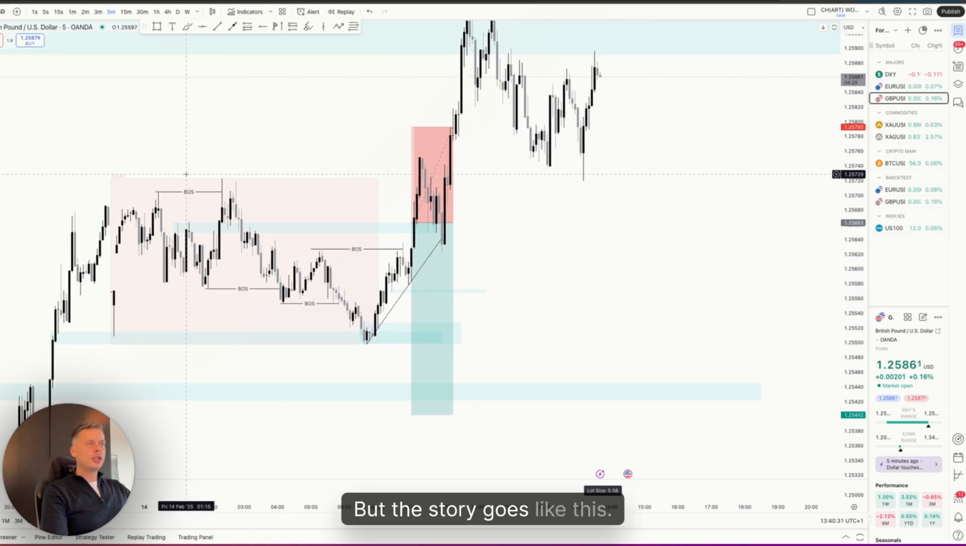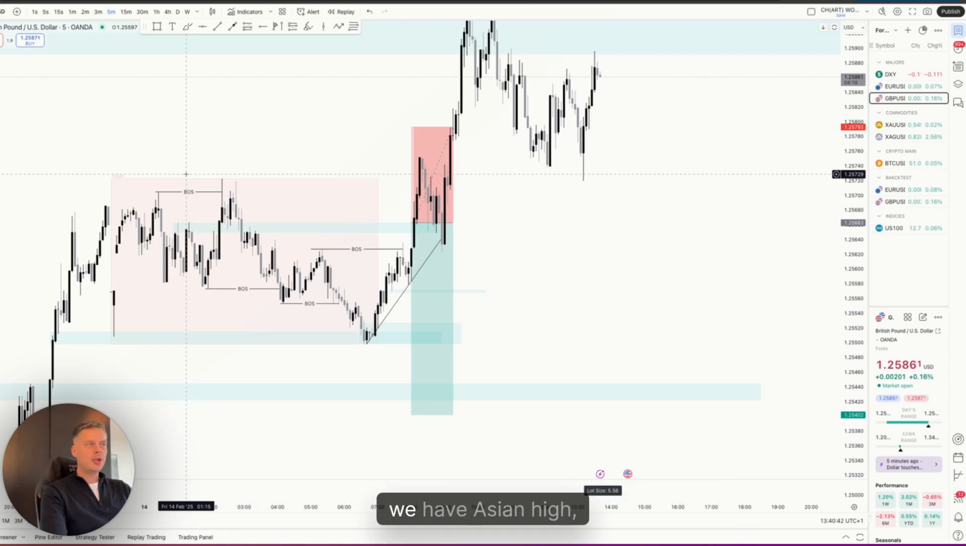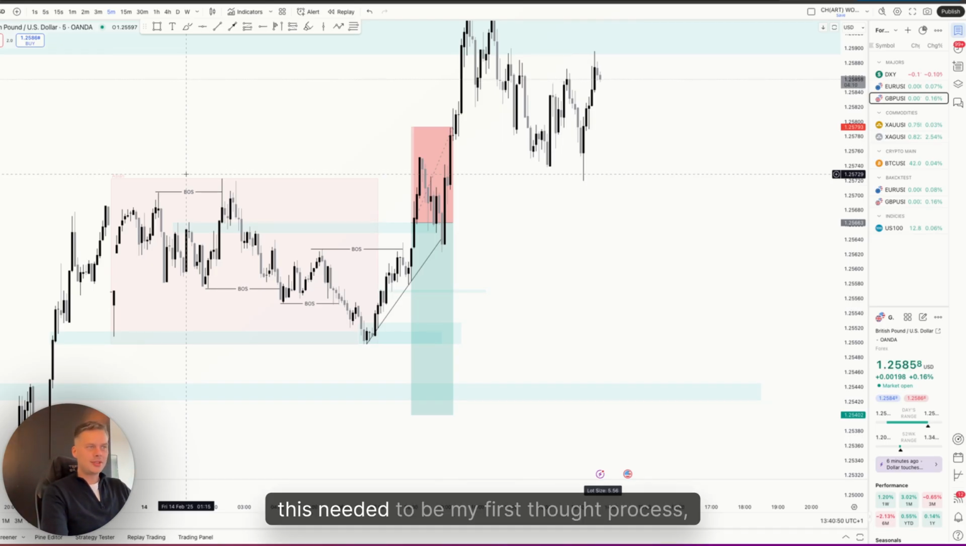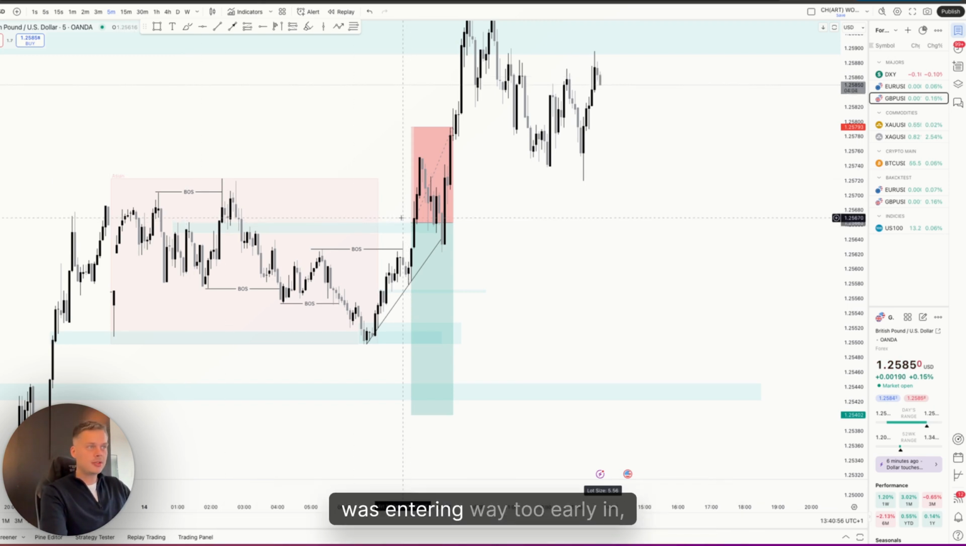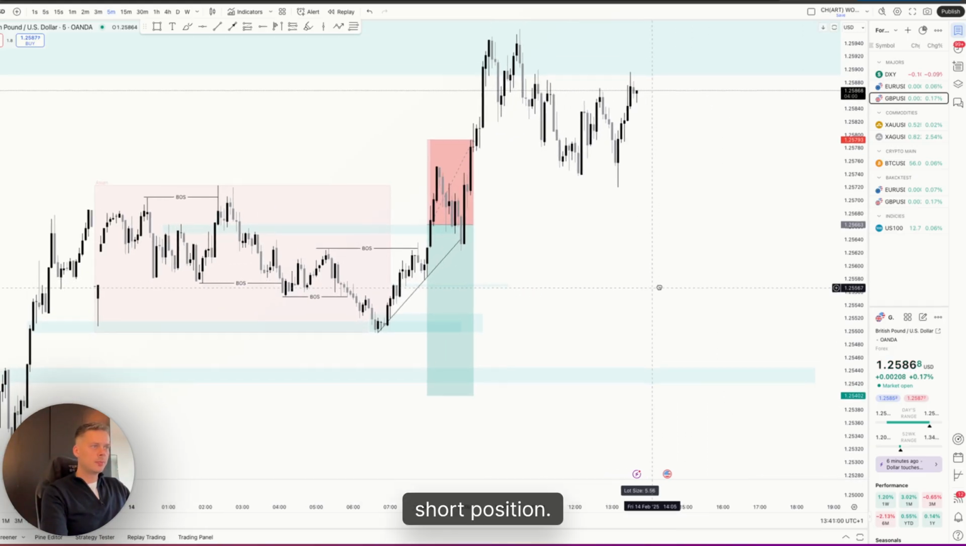But the story goes like this, the narrative is built like this. If we sweep an Asian high, what kind of traders are coming into the market, right? We have Asian high, Asian low traders who are getting into short positions. And this needed to be my first thought process, right? And I was completely disregarding this because I was entering way too early in this short position.